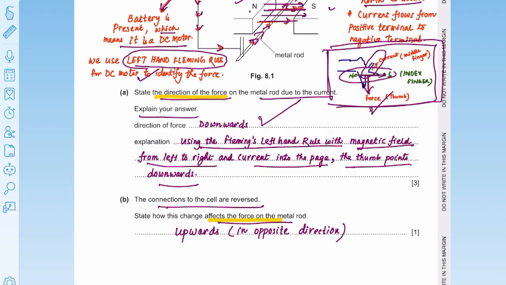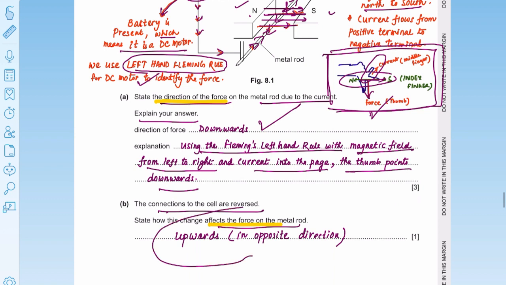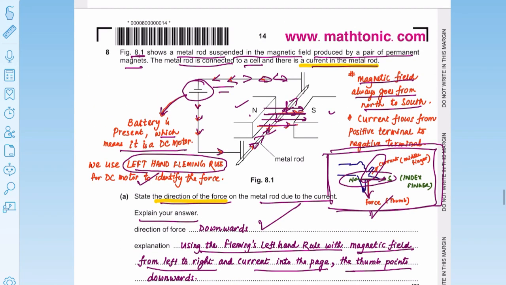The connections to the cell are reversed. State how this affects the force. Obviously, if I change this one and this one, the current will now flow like this. So definitely your force will be in the opposite direction, that will be upwards. Did you understand, everyone?